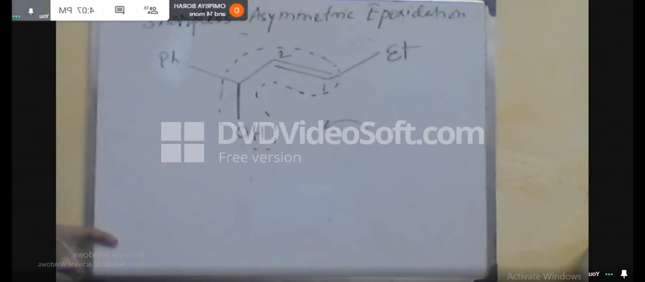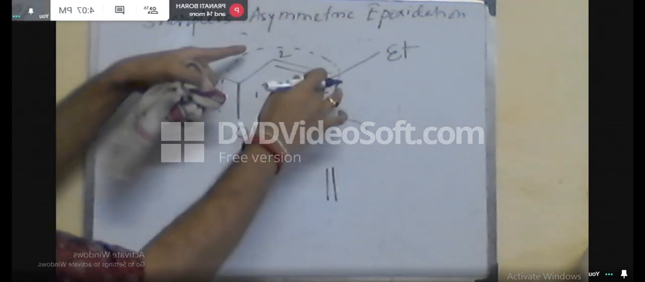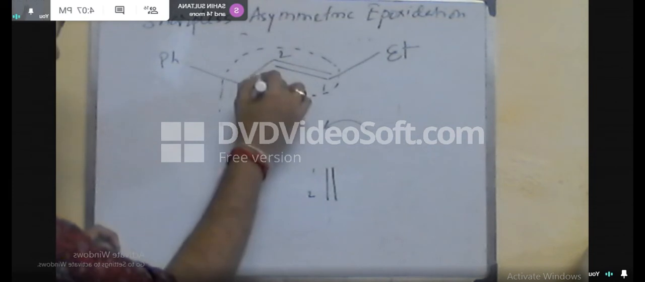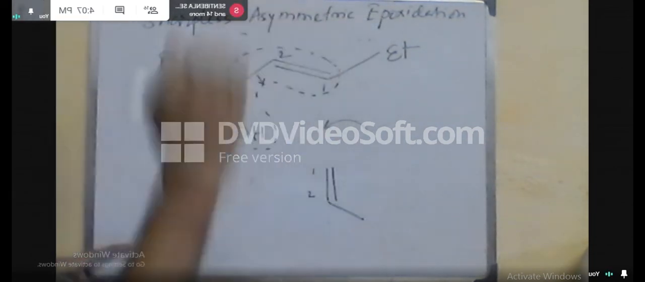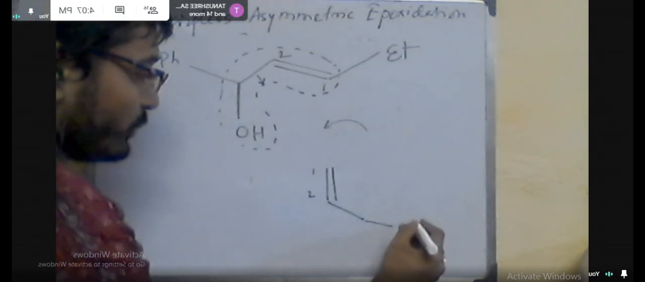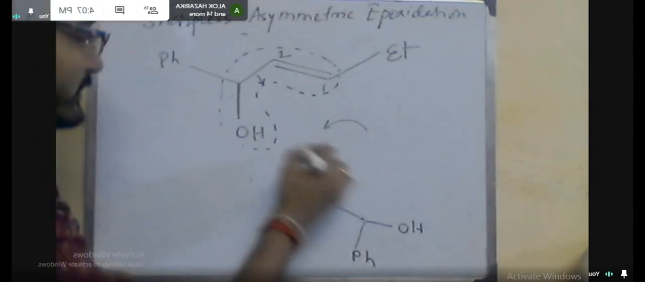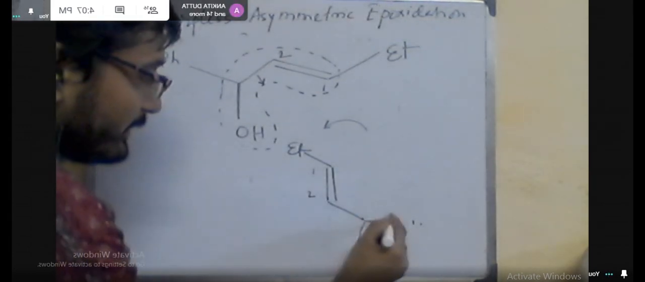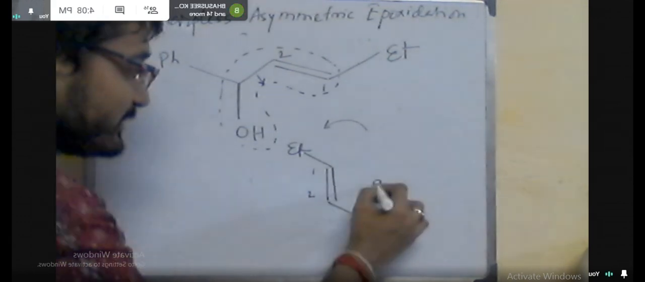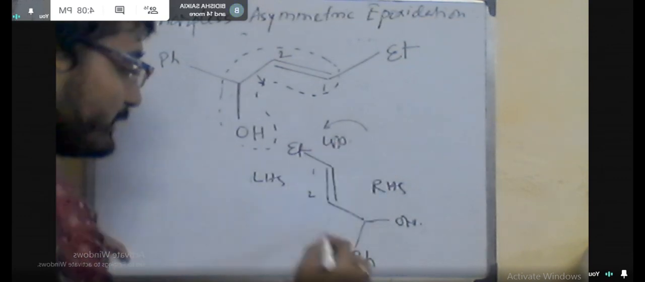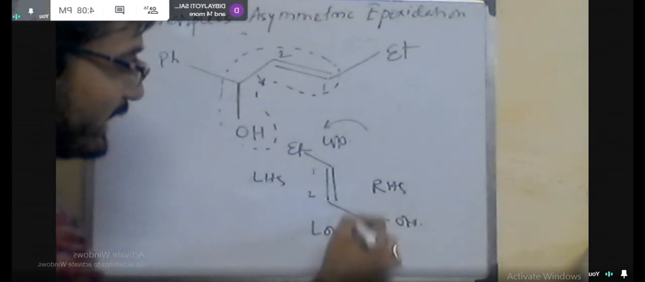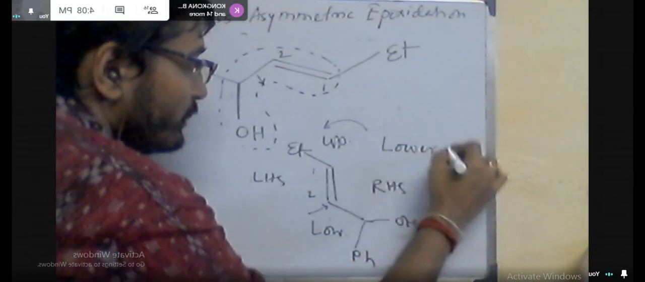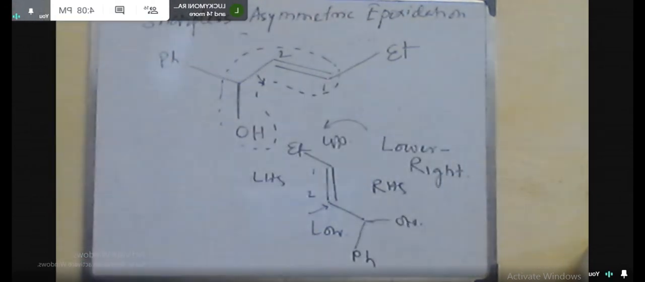Now you can see that this allylic bond is, say this is the right hand side of the double bond, left hand side, upper, lower. Here you can see that the allylic bond is in the lower position of the double bond, and it is in the right hand side. So this orientation is lower right. And say your target is to form the epoxide at the beta position. So for lower right orientation, you have to use either minus DET or minus DIPT.